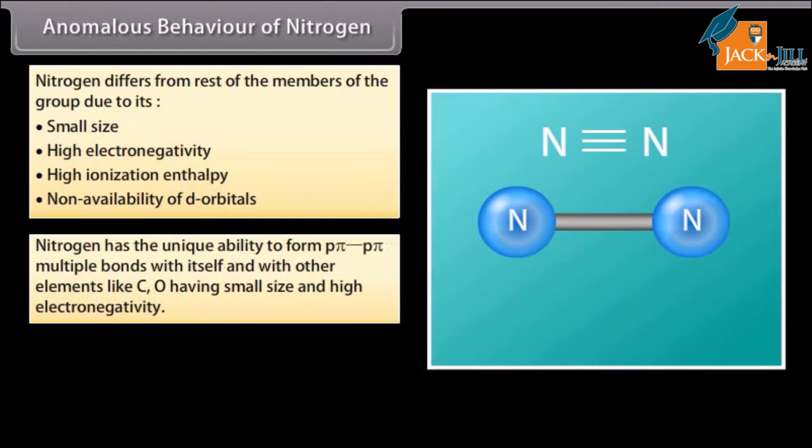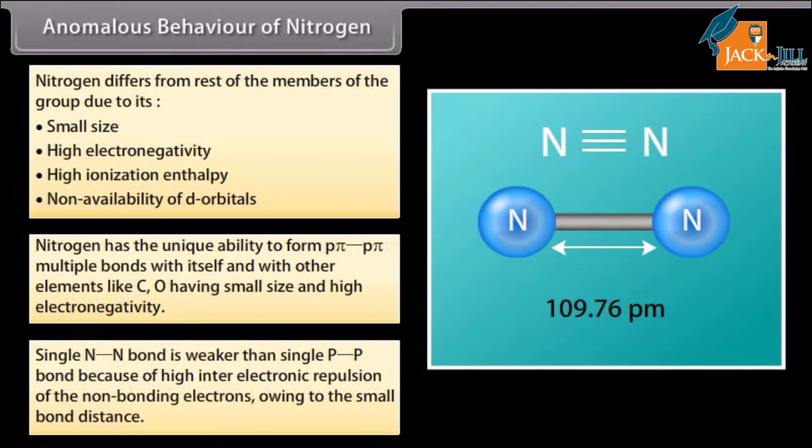Nitrogen has the unique ability to form pπ-pπ multiple bonds with itself and with other elements like carbon and oxygen, having small size and high electronegativity. Thus, nitrogen exists as a diatomic molecule with a triple bond between the two atoms having high bond enthalpy 941.4 kJ per mole.